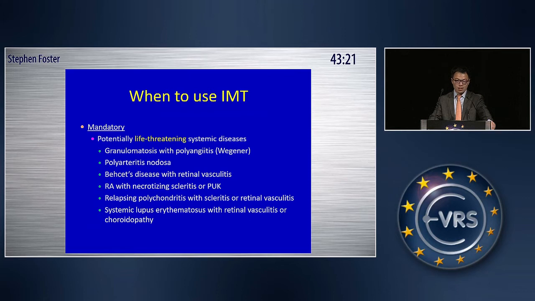So when do you use immunosuppressives? I think this is a very important slide here. It's mandatory, number one, when the disease is potentially life-threatening. So you're talking about Wegener's, or now it's called granulomatosis with polyangiitis, polyarteritis nodosa, Behçet's, rheumatoid arthritis. When it's involving the sclera or the cornea, it's also highly lethal. Many patients, if you don't treat them with immunosuppressives, will die. And relapsing polychondritis when this involves sclera, and also retinal vasculitis, and also lupus with retinal vasculitis or choroidopathy. When you see these patients, they have to go on to IMT.